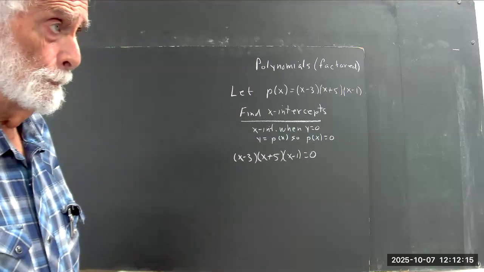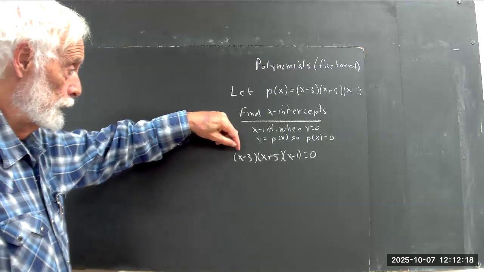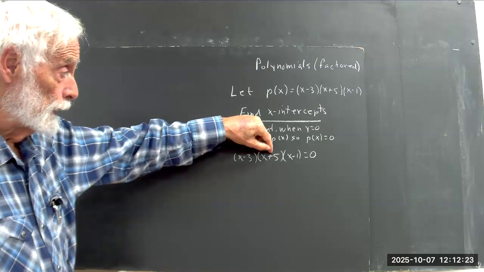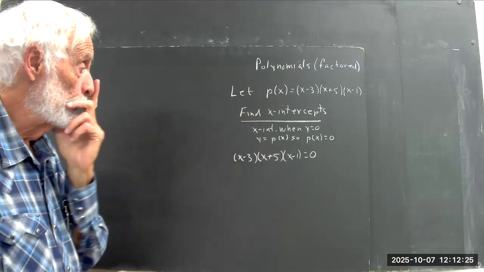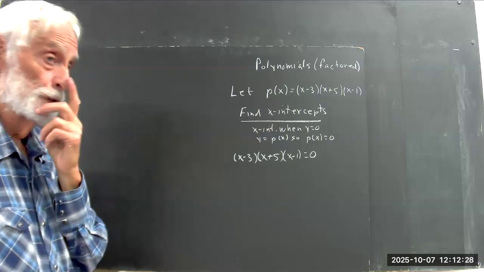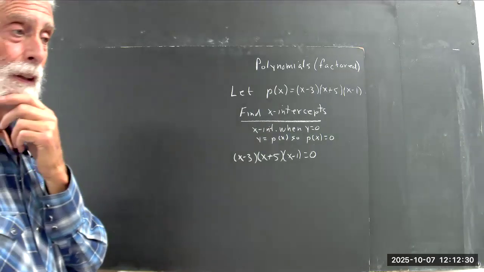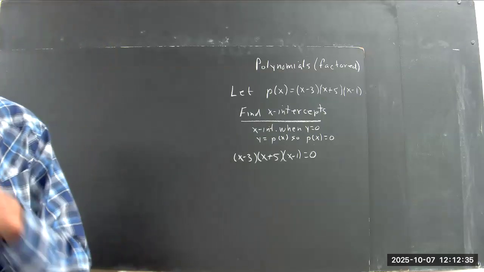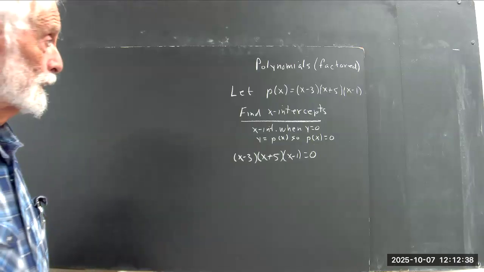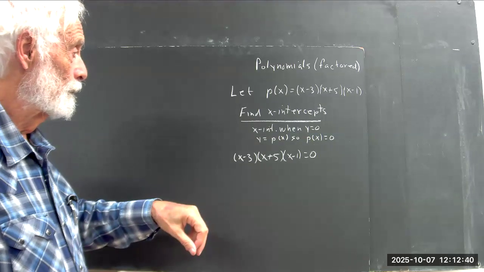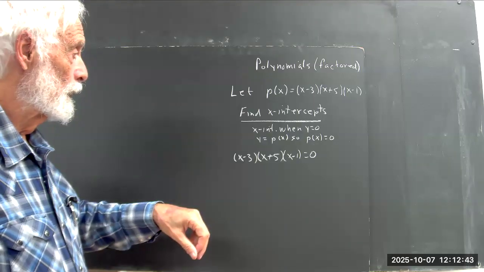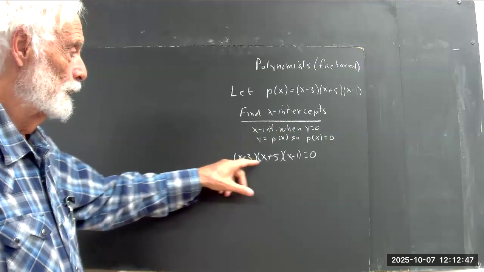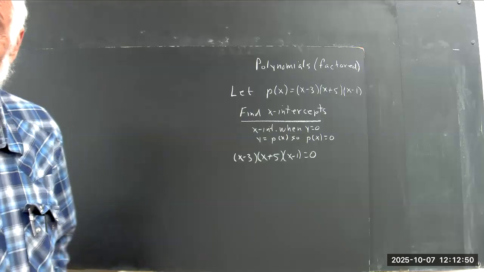X equals 0. Well, if you put in 0, what do you get? You get 0 minus 3 is -3, 0 plus 5 is 5, 0 minus 1 is -1. So it looks to me like you get 15. And hold on to that thought, because that's going to be a good answer to a question I'm going to ask in a minute. Let's say you let y equal 0. And y is what's supposed to be 0. X isn't 0.